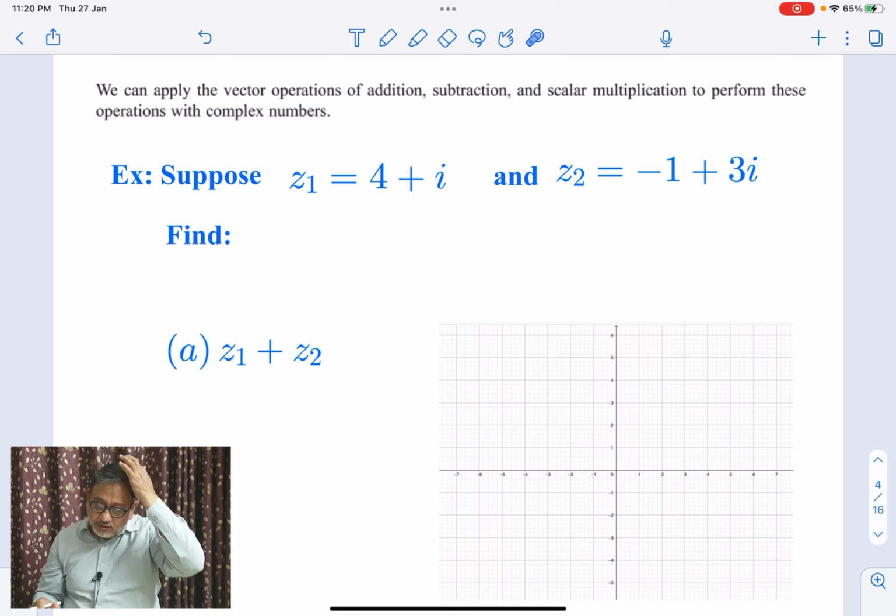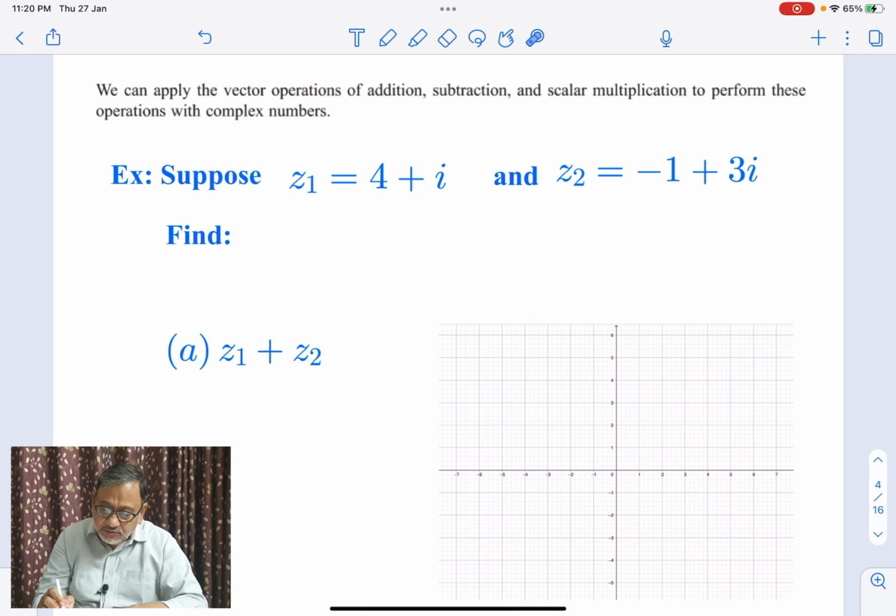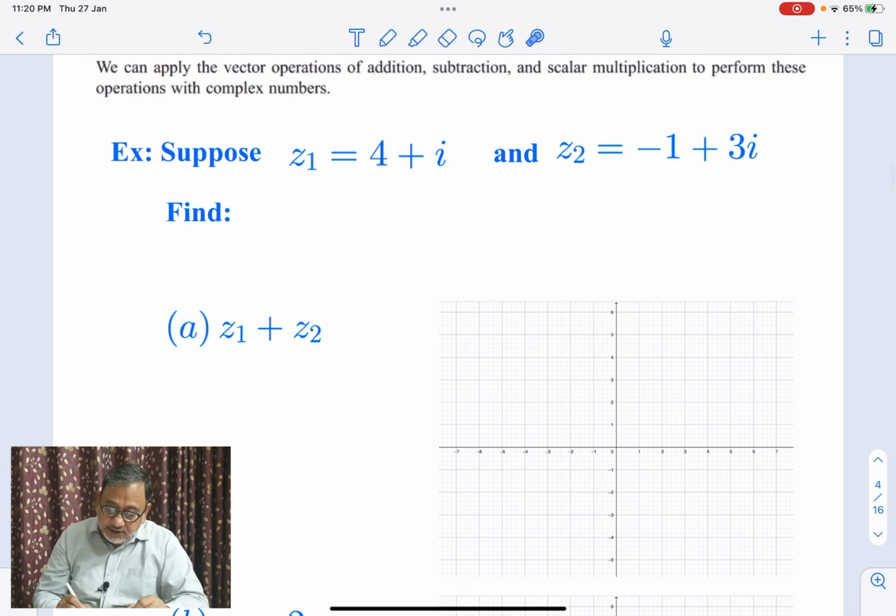Even if you don't know, I am going to show you here. Okay. So look here now. First I will show you where it will be and how they will be. So Z1 plus Z2. Okay. Now what is Z1? 4 plus i.